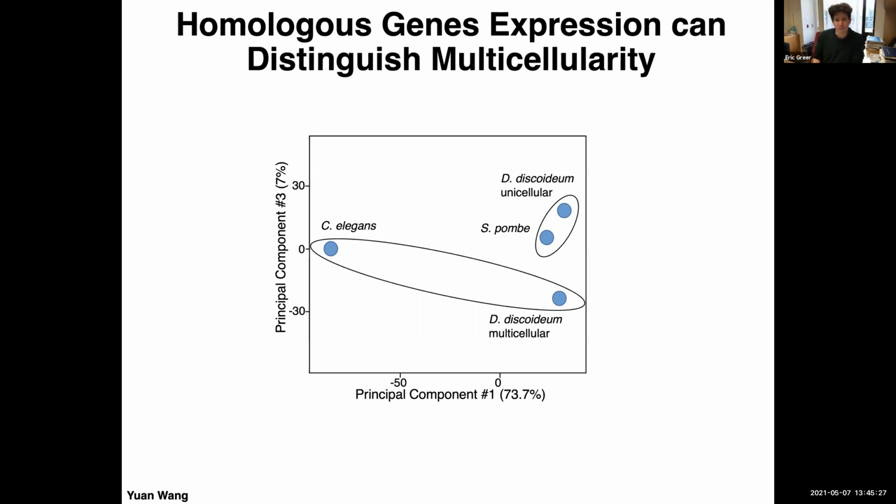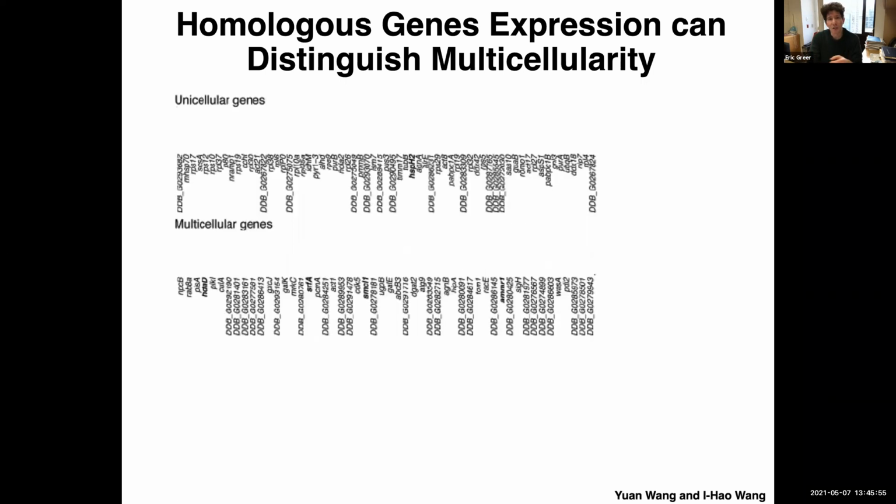So what Simon wanted to identify was genes which were open and accessible and transcriptionally active in the unicellular dicty and the S. pombe, but closed and quiescent in the C. elegans and the multicellular dicty, and vice versa, genes which were open and accessible for transcription and expressed in the multicellular dicty and C. elegans, and closed and quiescent in the unicellular states and organisms. So he performed this analysis and he identified 67 genes which were open and expressed in the unicellular states and 52 genes which were open and expressed in the multicellular states.